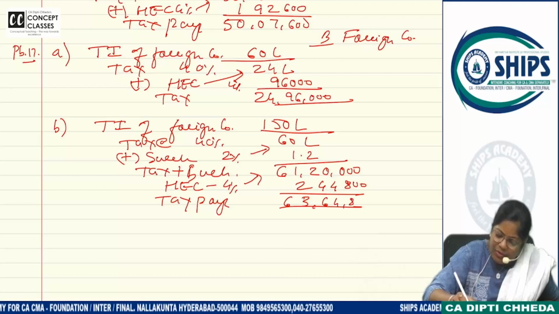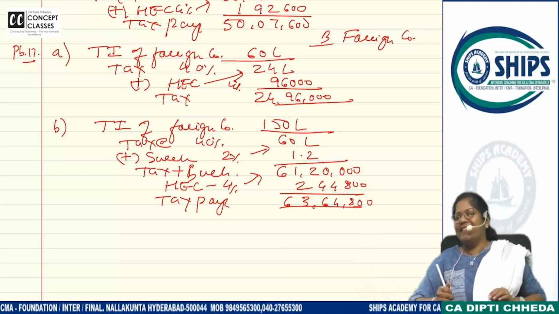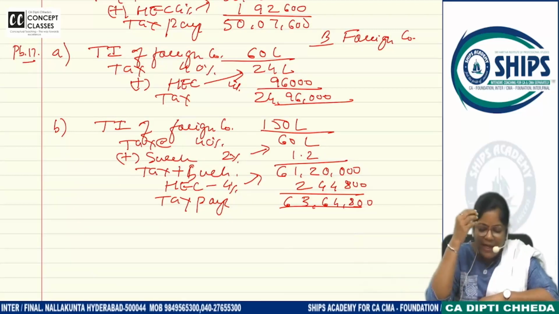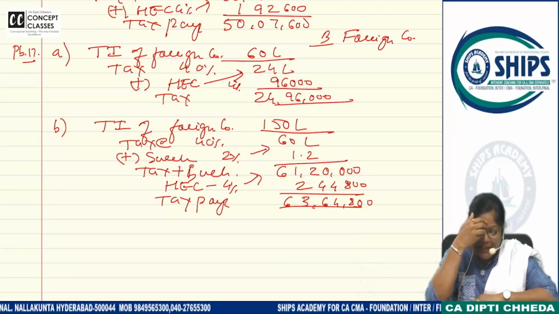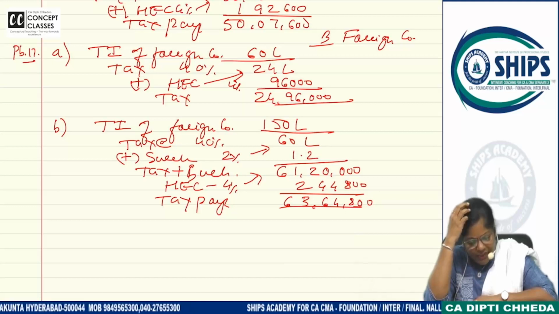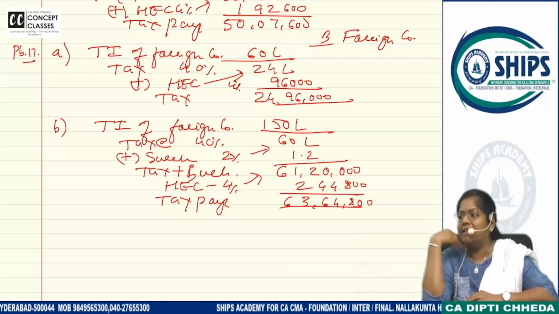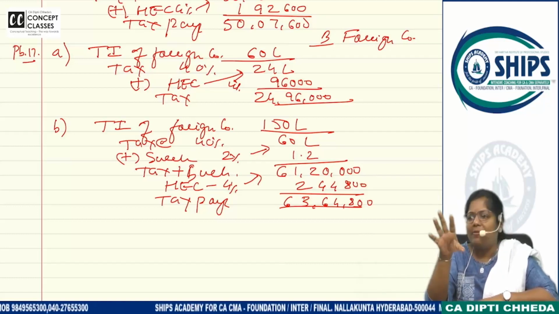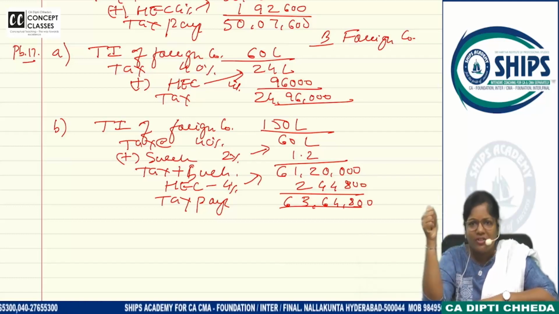63,000, 64,800. Easy. What if this foreign company's income, instead of 1 crore 50 lakh, is 10 crore 50 lakhs? Surcharge will be 5%, but tax will be how much?